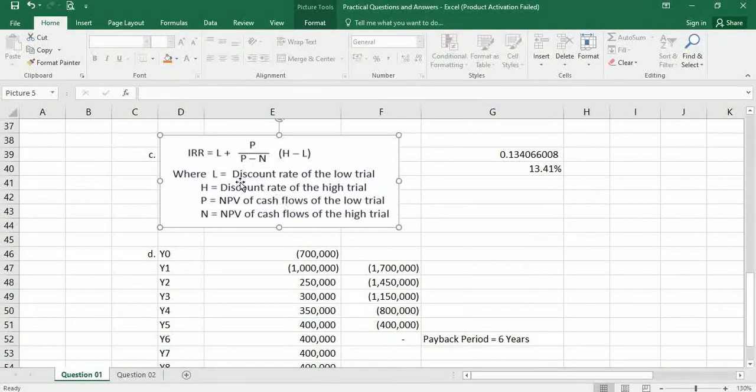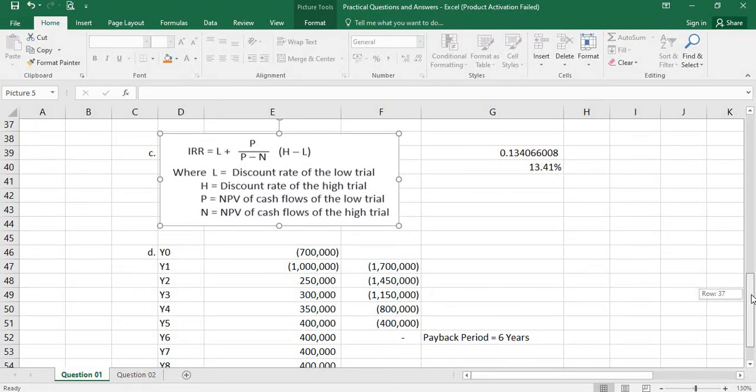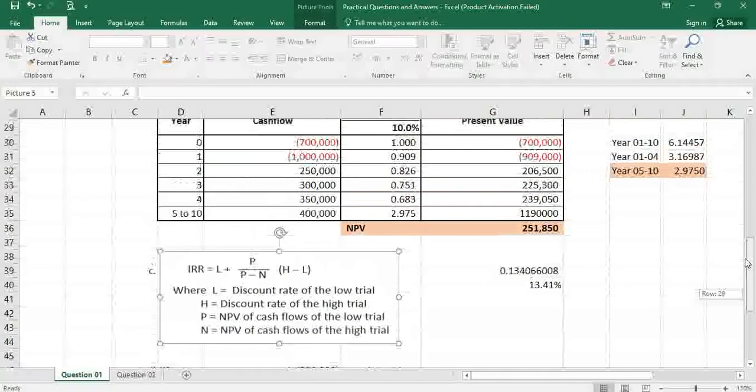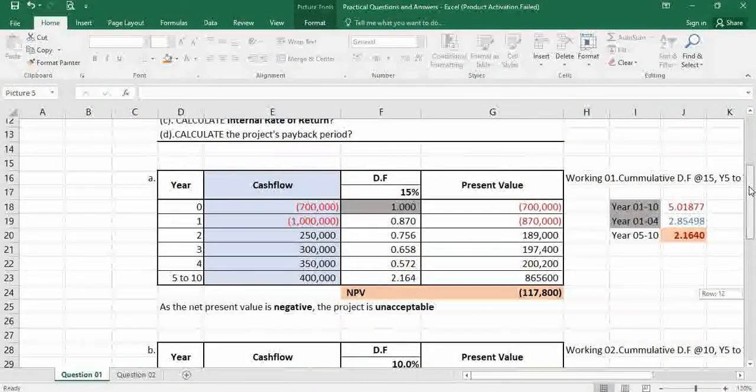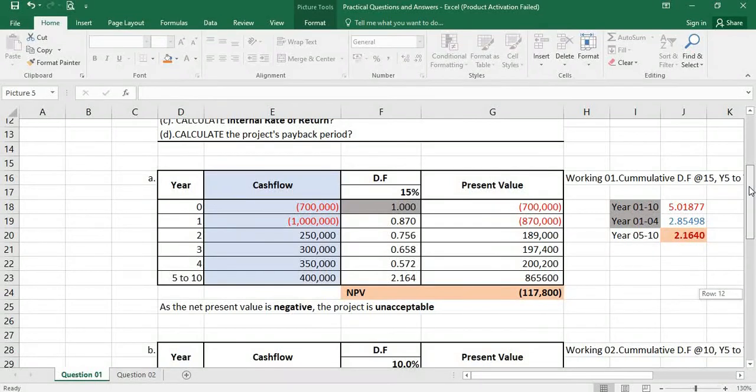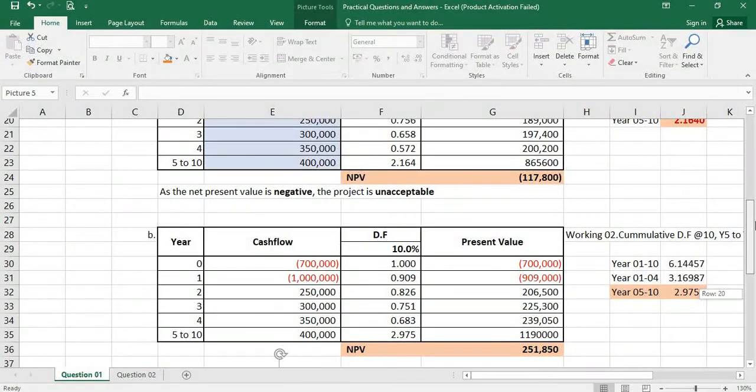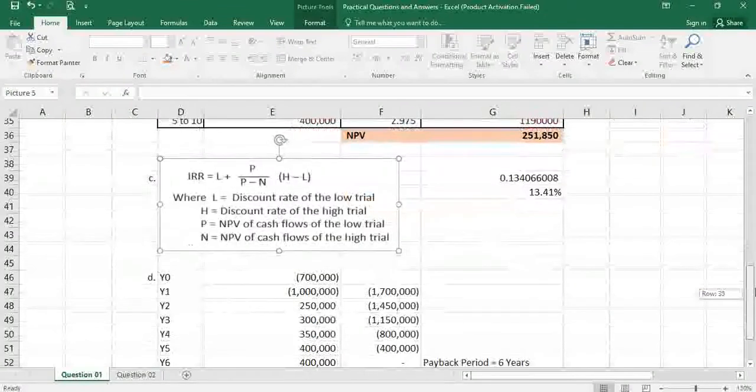You have the information about this: L means discount rate of low trial, H means discount rate of high trial, P means NPV of the cash flows of the low trial, and N means NPV of the cash flow of the high trial, right? Accordingly, using this trial and error method, you should have calculated NPV at 2%, right? In the previous question, first they asked 15% and again 10%, right? You can take these values for the C part of the question, right?